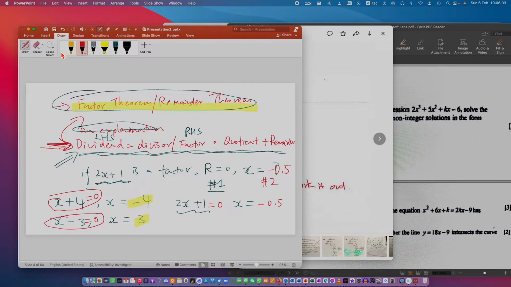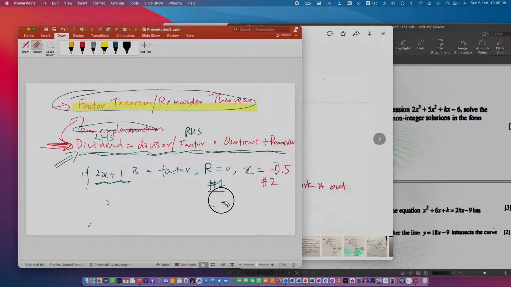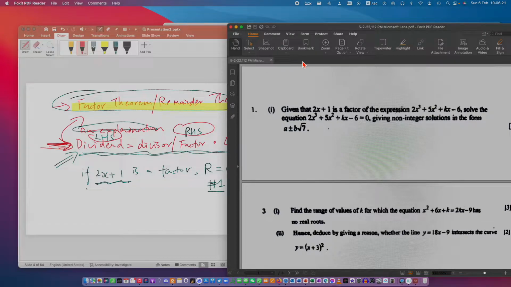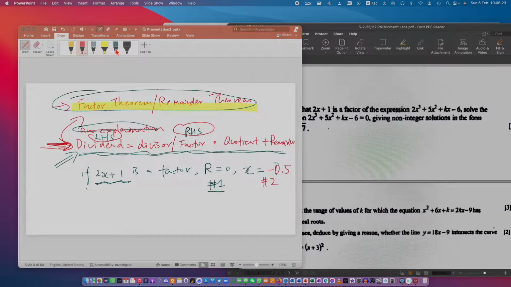Once we have this conclusion, you can start to sub it into both the left hand side and the right hand side. The left hand side is this dividend, so let me write it down: x to the power of 3 plus 5x squared plus kx minus 6. The number 1 thing you do is write this in the format: dividend equals divisor or factor times quotient, plus the remainder.